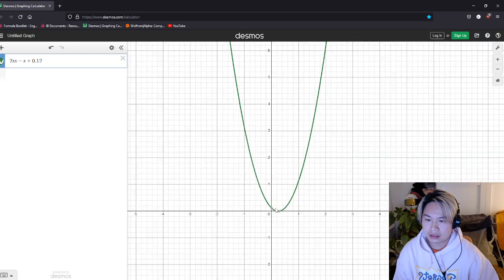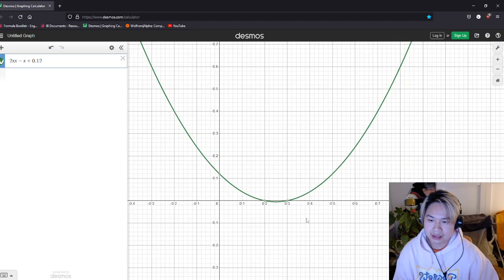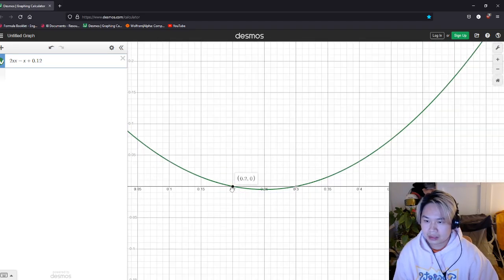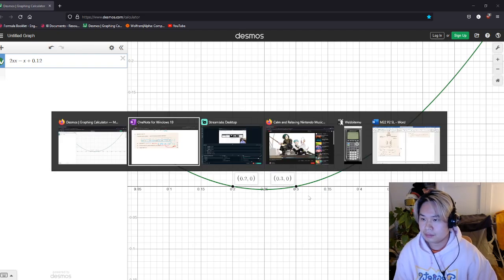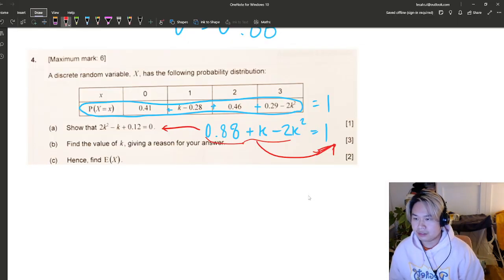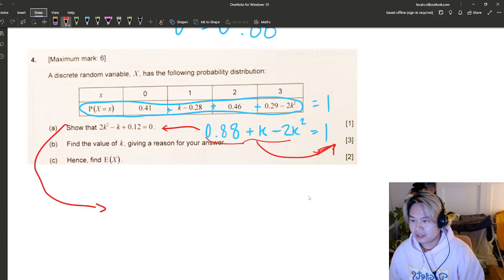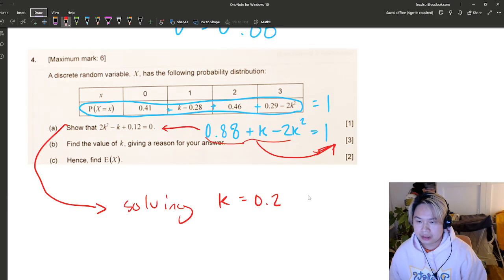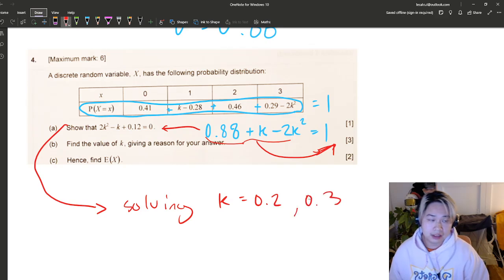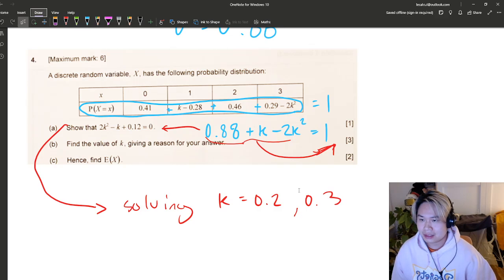Okay, and then you find your x-intercepts. There should be 2. So you have 0.2 and 0.3. And then you have to give a reason for your answer. So first off, solving this, we have k equals 0.2, and then k equals 0.3. And then you need to make a choice because it doesn't say that there's possible answers. And what you need to do is look at your probabilities.